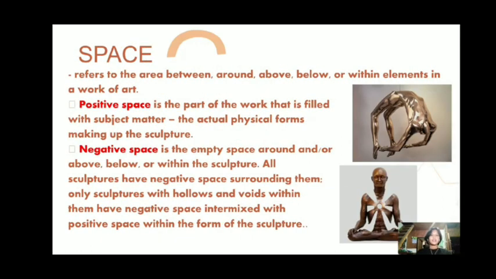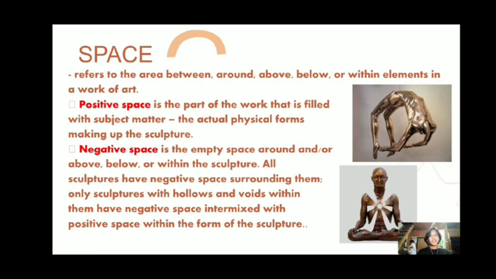Next is space. It refers to the area between, around, above, below, or within elements in a work of art. Positive space is a part of the work that is filled with subject matter, the actual physical forms making up the sculpture. Negative space is the empty space around, above, below, or within the sculpture. All sculptures have negative space around them.